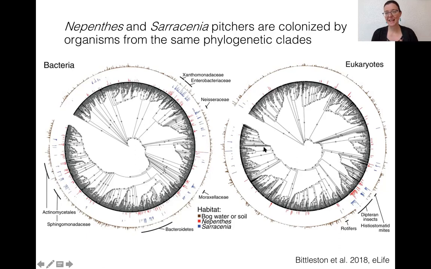So this was really exciting because it suggests that these related organisms colonizing pitchers on opposite sides of the world may not be the same species, but they're closely related and they may have a lot of the same functional capabilities. They may be fulfilling similar ecological roles in these different little pitcher ecosystems, even though they're on opposite sides of the world.